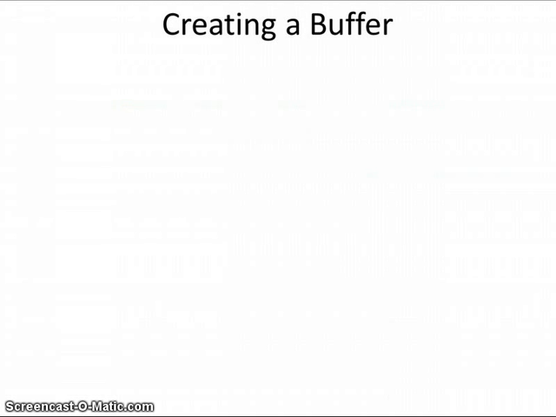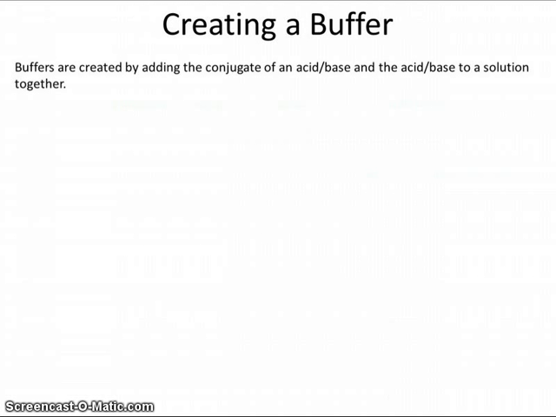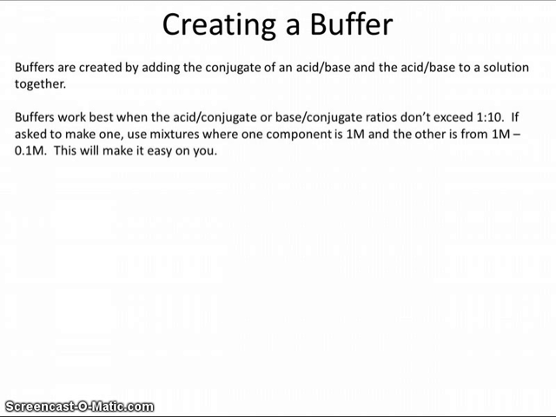Okay, so how do we create a buffer? Well, like we said before, buffers are created by adding conjugate acid-base pairs to a solution together. And so when we do this, we need to try to maintain ratios at 1 to 10 or less. This just tends to work better. You can make them outside of this area, but the buffering capacity in the one direction becomes extremely limited. So if we keep them at 1 to 10, we get a little bit better.